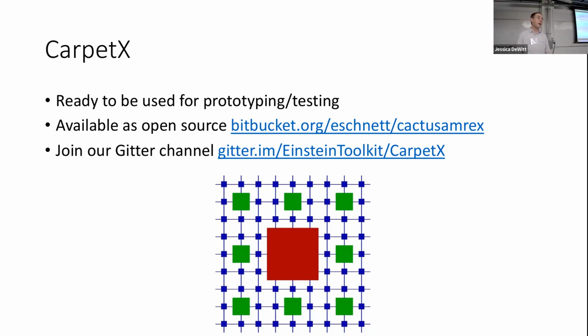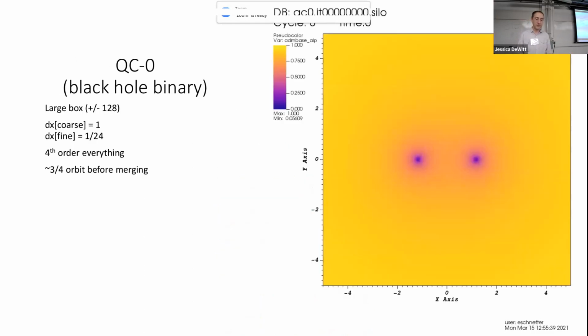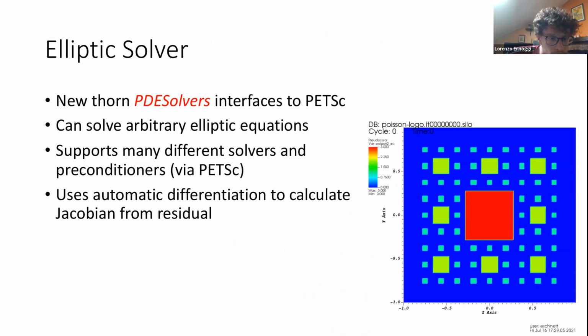Cool. All right. Steve has a question. Yeah, I'm sorry. There was a slide where it said something about automatic differentiation. How does that come about?